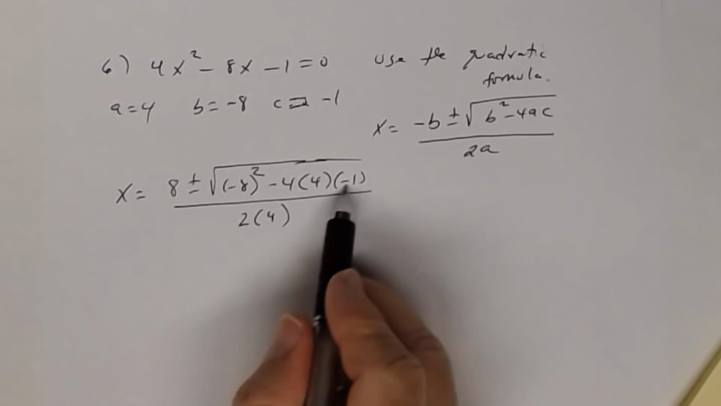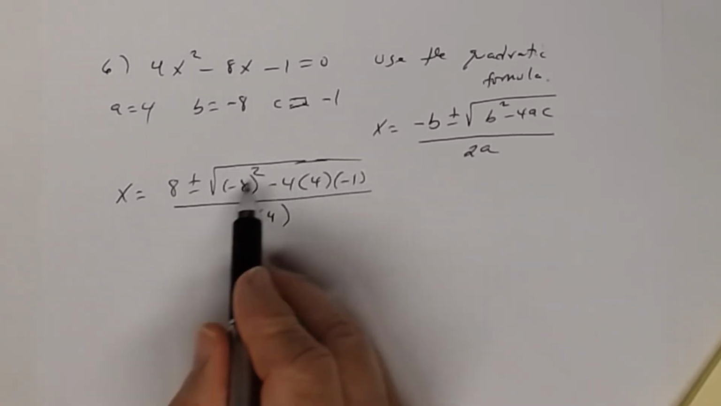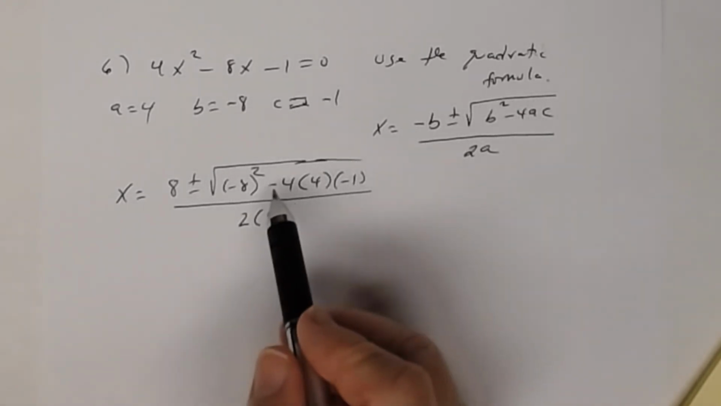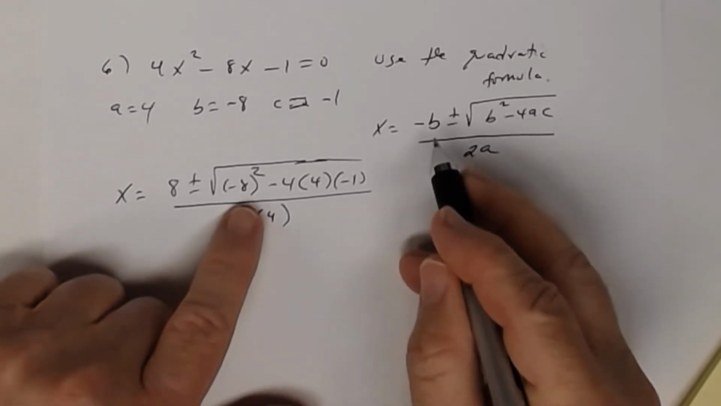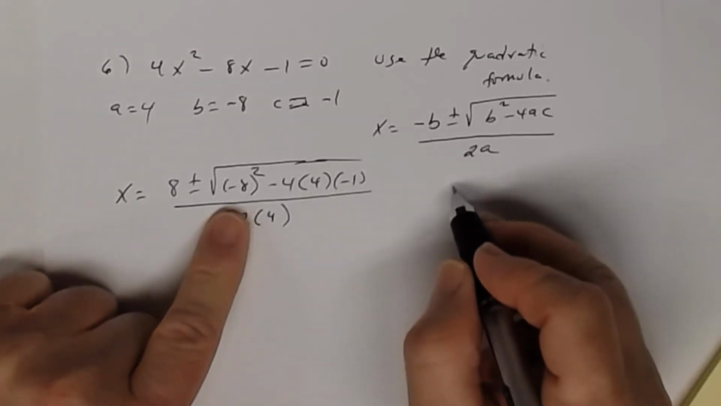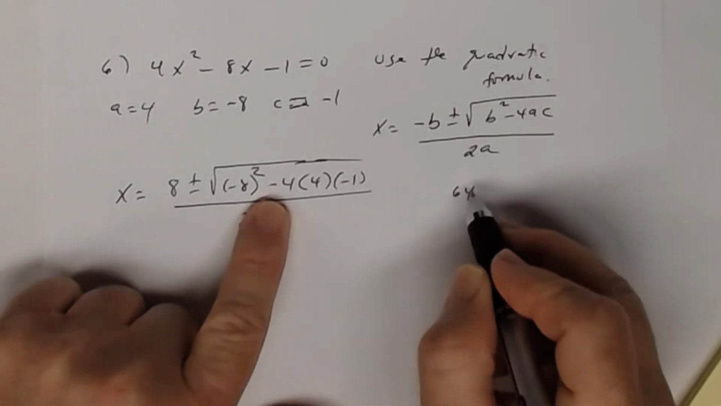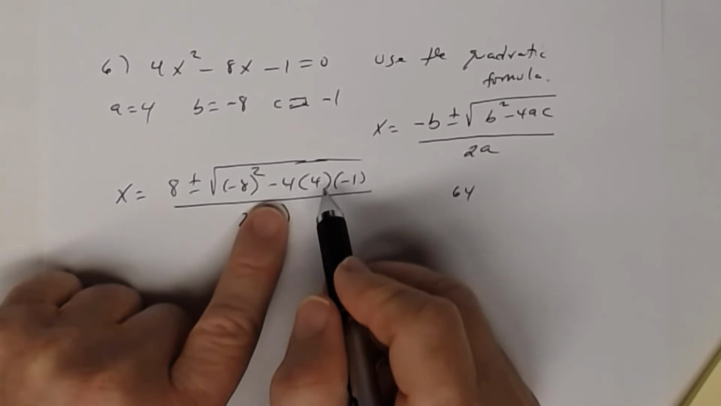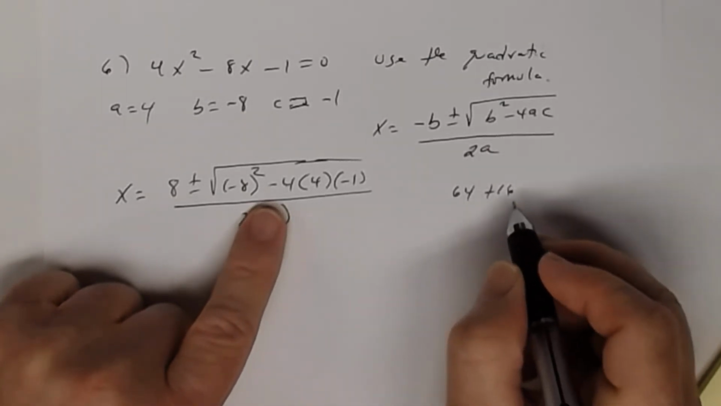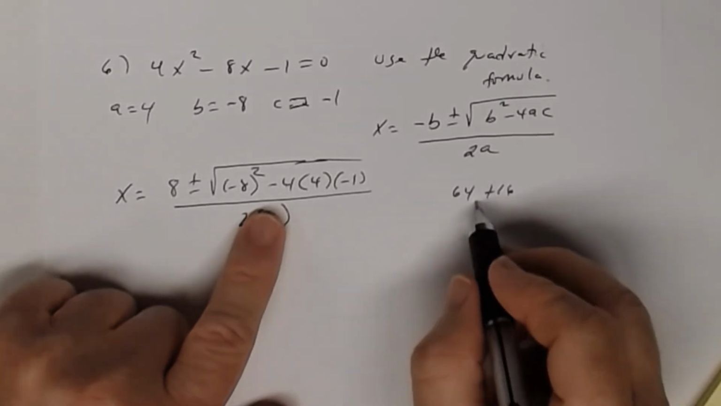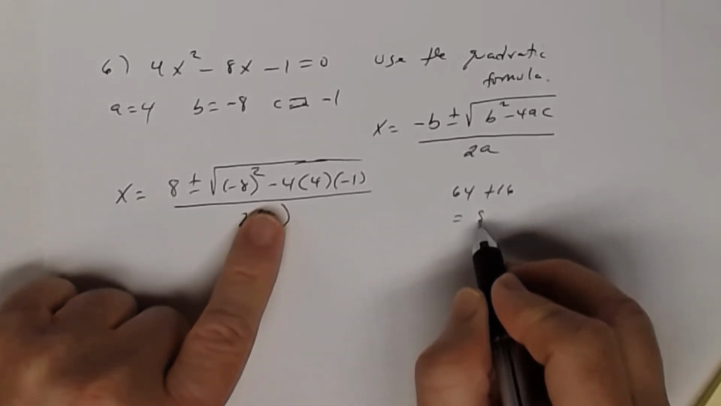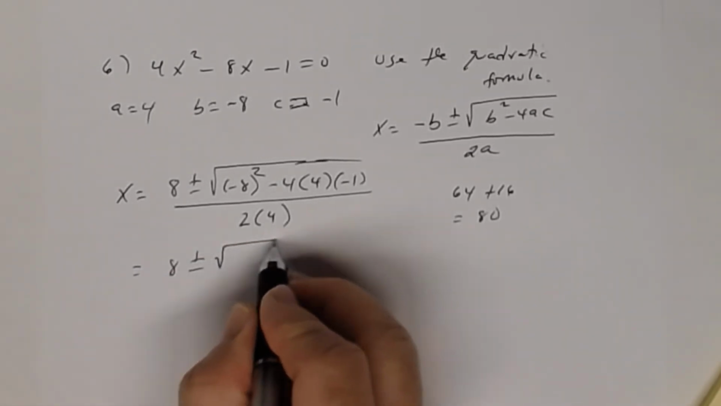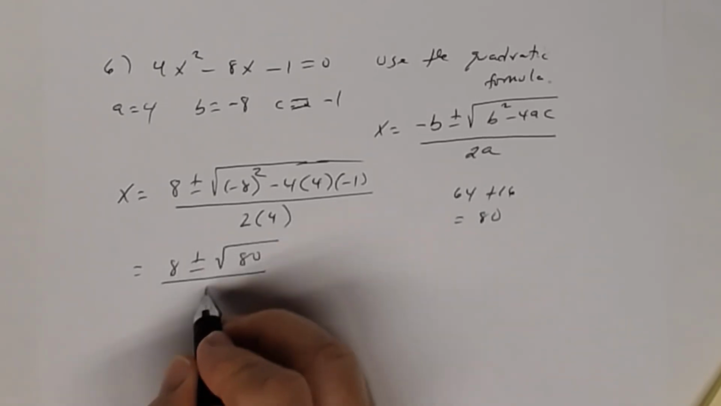All right, and then let's go ahead and simplify the discriminant. In this case, remember the part that's under the radical is called the radicand, but in the quadratic formula, it's also called the discriminant. All right, so I have negative 8 squared, which is 64. And then I have a negative 4 times 4, which is a negative 16, and a negative 16 times a negative 1 is a positive 16, right? So 64 plus 16. What's that, 80? All right, so I get 80. So this becomes 8 plus or minus the square root of 80 divided by, and then 2 times 4 is 8.